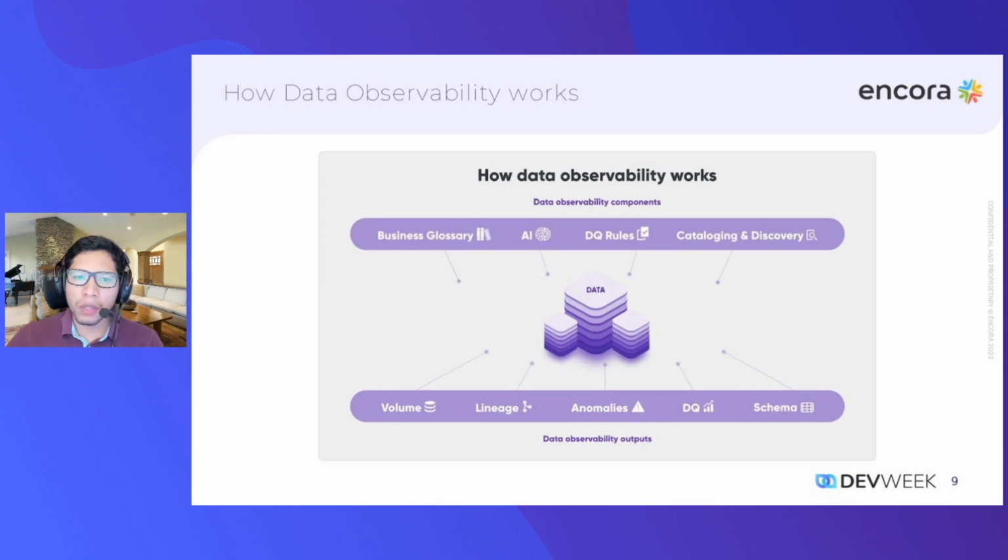How does that observability work? So what is the input? The input for that observability, like we have as input the business glossary, some artificial intelligence, data quality rules, and cataloging and discovery. And what is the output that data observability brings? Volume, lineage, anomalies, data quality. So here we need to make a difference. As input, we have data quality rules, and as output, we have the result of the data quality rules. And finally, a schema.